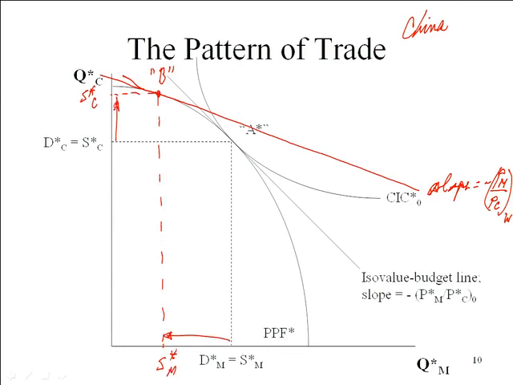So notice that in this particular model, with bowed production possibilities frontiers, countries do not fully specialize like they do in the classic Ricardian model. China is still producing some machinery, just as the US is still producing some cloth.